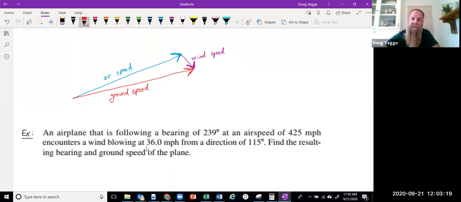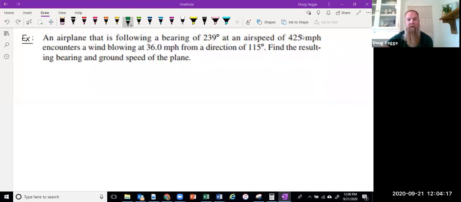So in applications involving airspeed and wind speed, we just have to recognize that we are in fact adding vectors together. We're adding the vector for airspeed plus the vector for wind speed, which is pointing in a certain direction. And when we do so, we have the vector for ground speed. So in these types of applications, the most important part of the problem is drawing an accurate diagram. And that's not the first time we've recognized that accurate pictures in trigonometry are what are going to help us to solve problems.